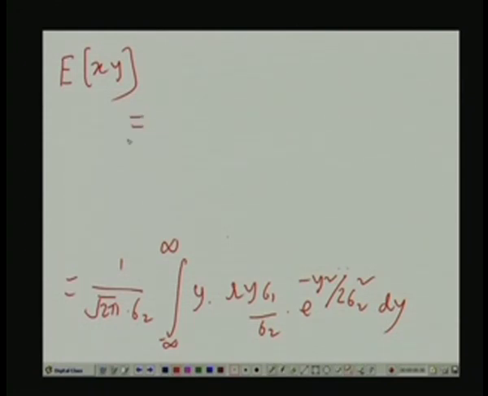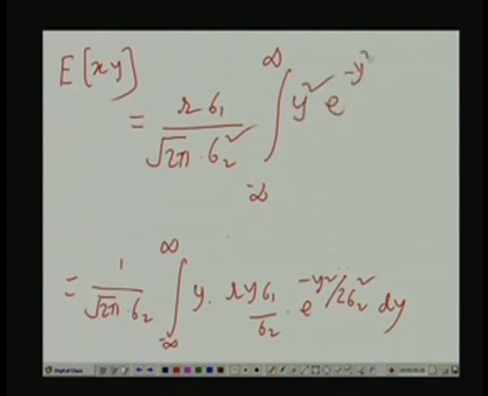So, this gives rise to r sigma 1 sigma 2, and this y square. So, r goes out, sigma 1 goes out, and now we have a y square. Instead of calling it sigma 2 square, let me write it as sigma 2 times this.